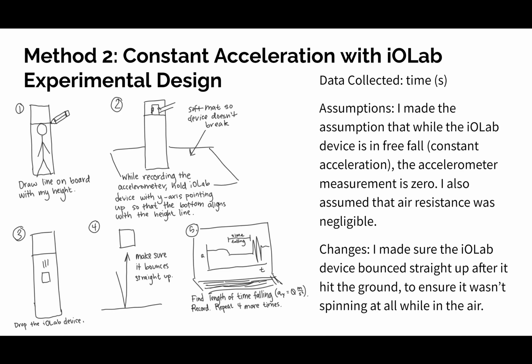Finally, I found the length of time that it was falling, and I will show you on the next slide what this looks like on the software. I made the assumption that when it's in free fall that the accelerometer measurement is 0, and I'll explain that a little bit on the next page. I also assumed that air resistance was negligible. The change that I made was to make sure that it bounced straight up after it hit the ground, because a couple of times it sort of flipped end over end and I didn't get a good measurement.